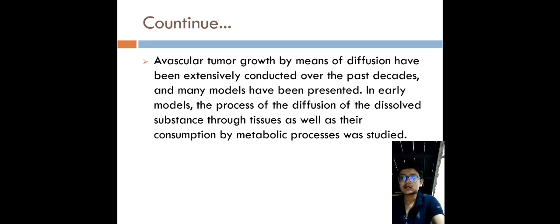Avascular tumor growth by means of diffusion has been extensively studied over the past decades, and many models have been presented. In early models, the process of diffusion of the dissolved substance through tissues, as well as the consumption by metabolic processes, was studied.